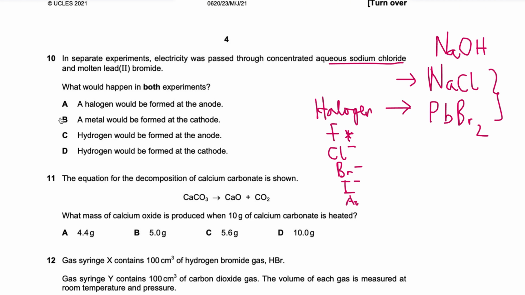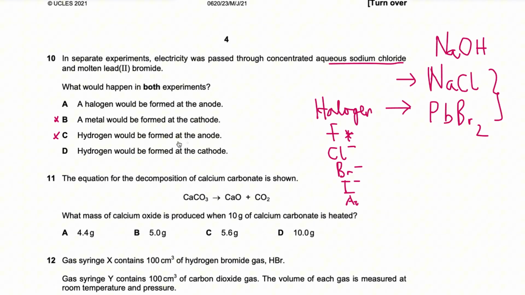No, that's not true. Right? A hydrogen will be formed at the anode? No. Hydrogen will be formed at the cathode. Depends. For this one, it's bromine that will be formed.